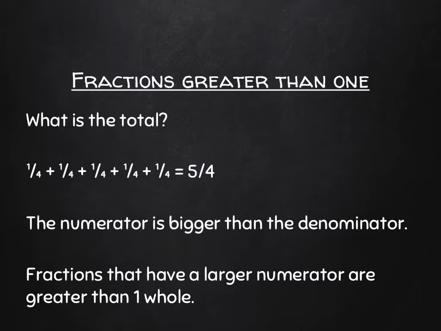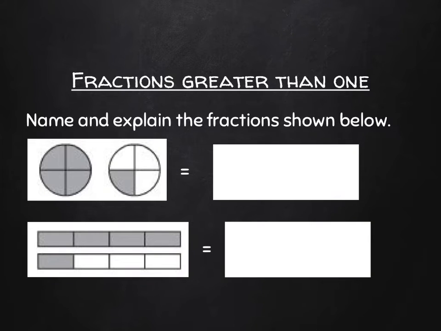The numerator is bigger than the denominator. Fractions that have a larger numerator are greater than 1 whole. Here you can see it with visual representation. The first circle on the left shows that 4/4 are shaded, or the whole circle. The next circle on the right shows just 1/4 shaded.